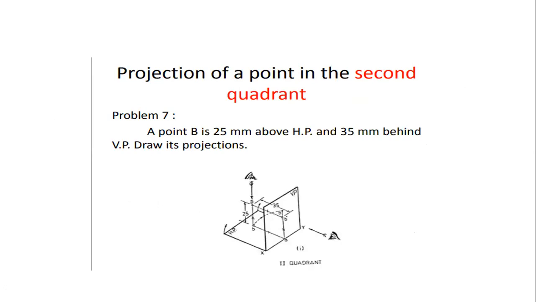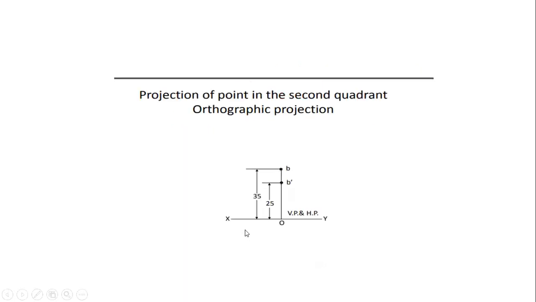Now we will see the second quadrant. Consider a point positioned in the second quadrant, say 25 mm above the horizontal plane, the point B, and 35 mm behind the vertical plane. So draw the front and top view, showing the projection lines. So this is the second quadrant. So we have to draw an orthographic projection; construct an XY line.